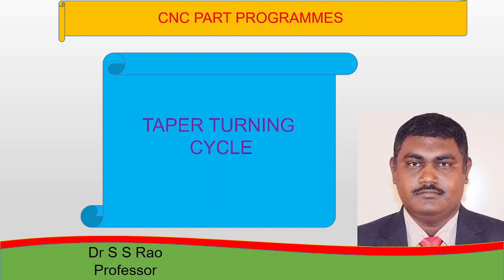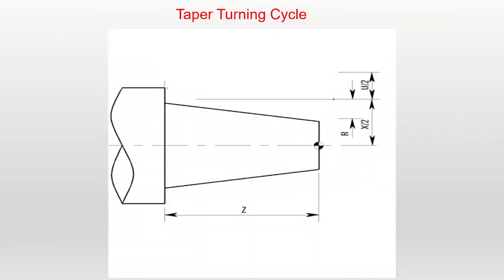In this video, I'm going to explain the taper turning cycle. Before going to see how to write the part program, let us look at the taper turning. There are two types of taper turning: one is the negative taper turning, and the second one is the positive taper turning. Based on the dimensions, if the difference of radius values comes out negative, then it's a negative taper turning. If it is positive, then it's a positive taper turning. We'll see that one by one.